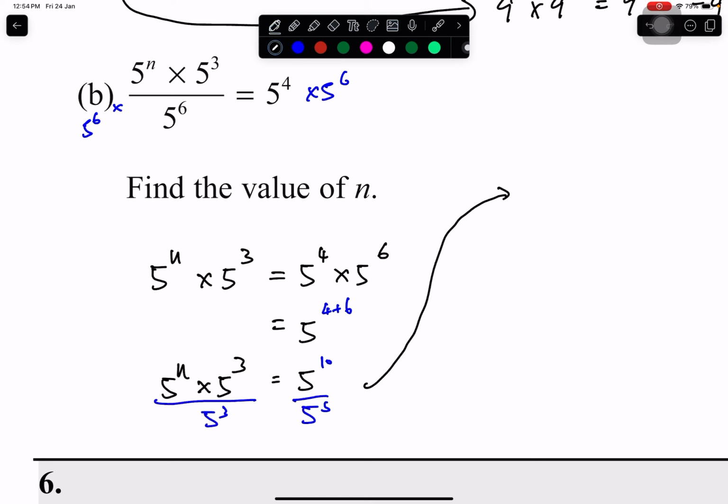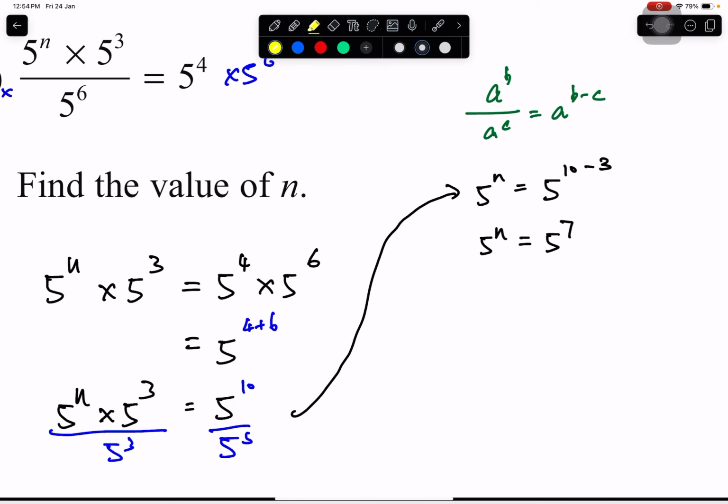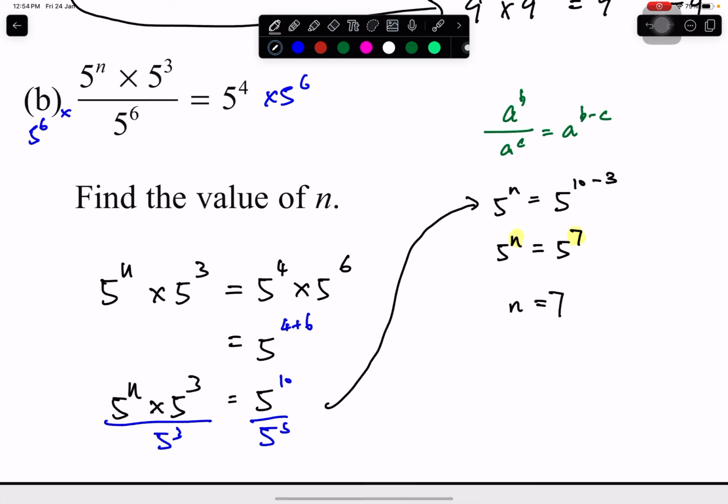So you're going to have 5 to the power of n equals 5 to the power of 10 minus 3, because we have the formula for a to the power of b divided by a to the power of c as a to the power of b minus c. So you will have 5 to the power of n equals 5 to the power of 7. Because they have the same base, the exponent will be the same. So n equals 7.